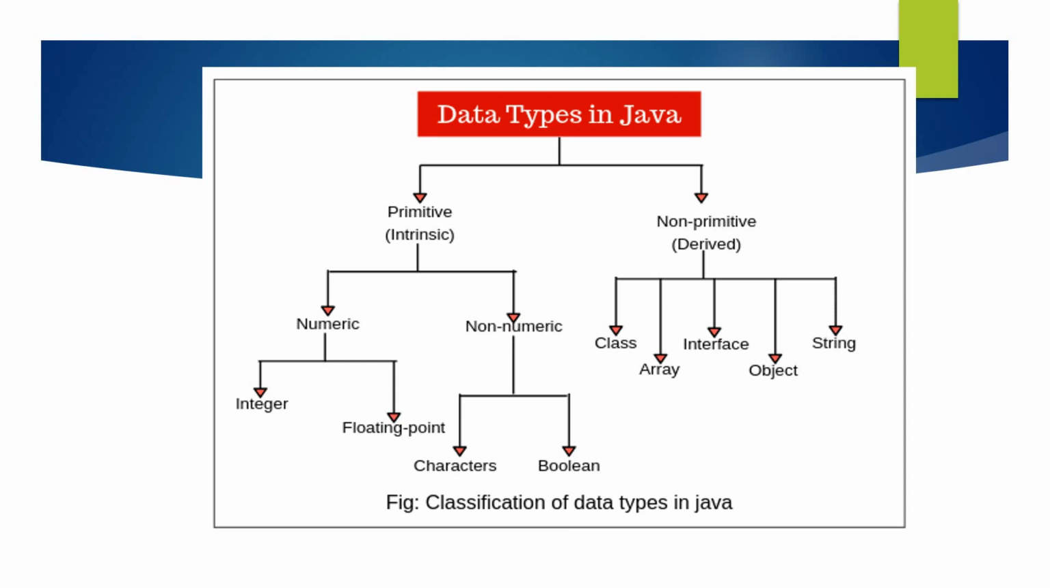In the primitive data types, we have numeric and non-numeric. Numeric is integer and floating point values. Non-numeric will be the characters and boolean. Non-primitive data types have class, array, interface, object and string. In this particular video, I will discuss the primitive data types.